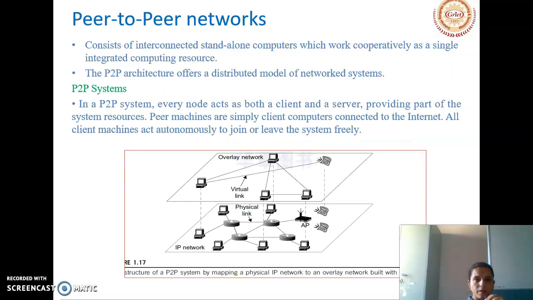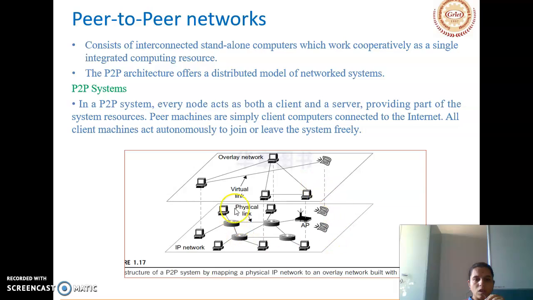Next one is the peer-to-peer network. These peer-to-peer networks are interconnected standalone computers which work cooperatively as a single integrated computing resource. The P2P architectures offer a distributed model of network system. In these peer-to-peer networks, each system will be connected to each other, and each data will be shared by each system, that is the P2P system.